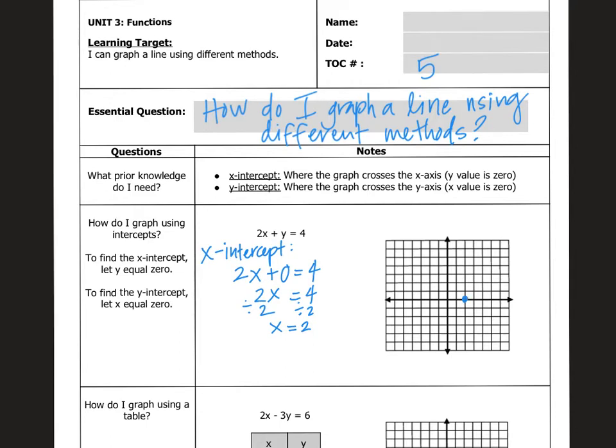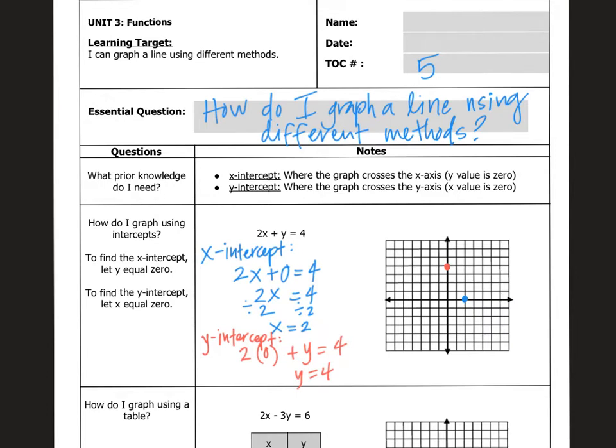And then now in red, I'm going to do my y-intercept. This is where I'm going to put 0 for my x value. When you do that, you just get y equals 4, and so that is your y-intercept. So you need to put a point on the y-axis at positive 4: 1, 2, 3, 4. And then we're going to go ahead and make this a line.